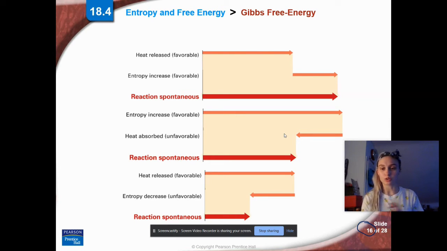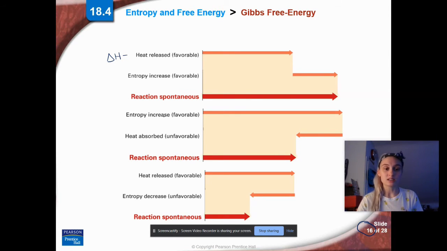I forgot to change the order, so it's my bad. But this slide is showing you pictures of heat being released, which is delta H is negative, okay? So delta H is negative if heat is being released, and entropy is increasing because remember, spontaneous reactions like entropy increasing. With delta H negative and entropy increasing, that makes the reaction very spontaneous. So, the arrow goes all the way out here.